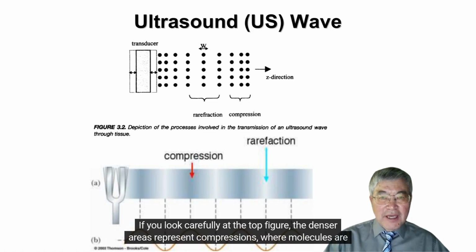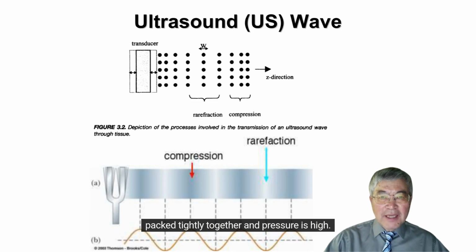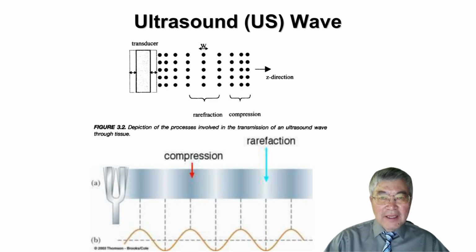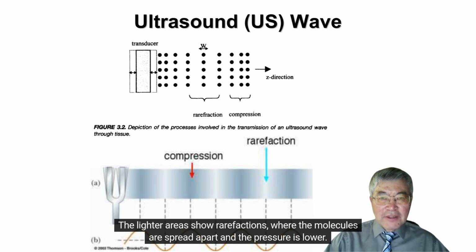If you look carefully at the top figure, the denser areas represent compressions, where molecules are packed tightly together and pressure is high. The lighter areas show rarefactions, where the molecules are spread apart and the pressure is lower.